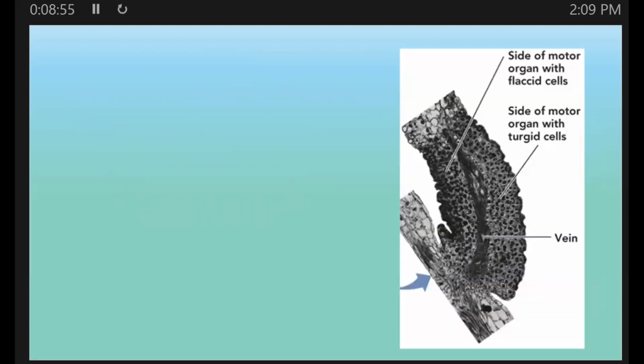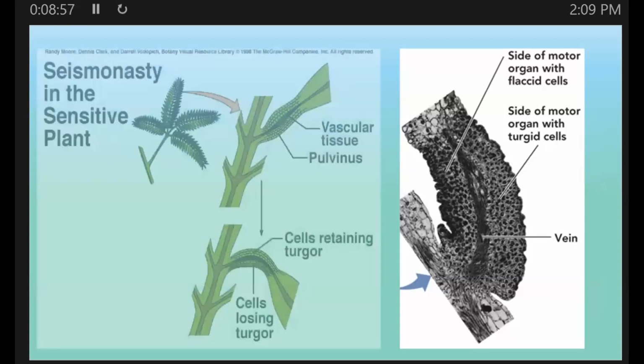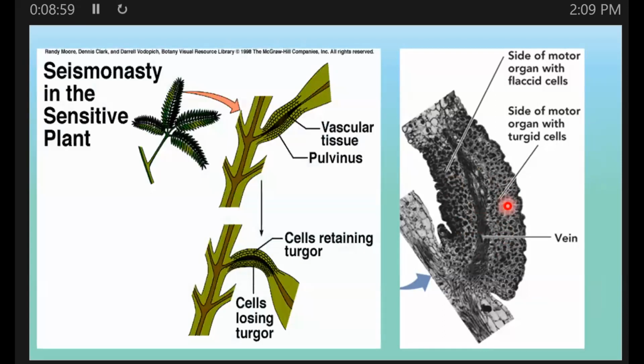turgor. So here there's a blow up again of the pulvinus region at the base of the petiole, the leaf stem essentially. And then here they're trying to show the sensitive plant with all those little leaflets, and that at the base of each one, you have a pulvinus region too. And so you get this asymmetrical effect, one side gets very good water pressure or turgor, the other side doesn't, and that allows for the leaflet to kind of collapse together, confusing whatever might be crawling on them.